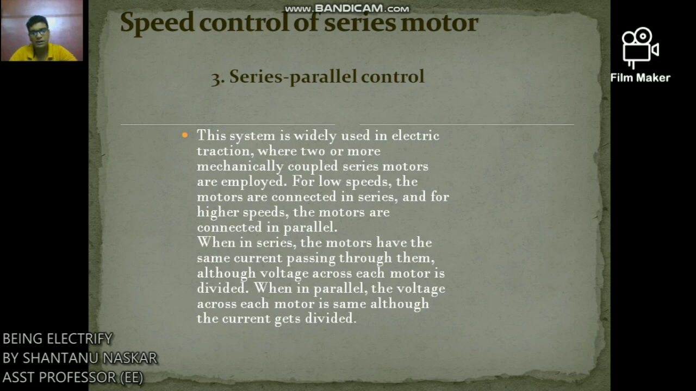This system is widely used in electric traction, where two or more mechanically coupled series motors are employed. For low speed, the motors are connected in series, and for higher speed, the motors are connected in parallel. When in series, the motors have the same current passing through them, although the voltage across each motor is divided. When in parallel, the voltage across each motor is the same, although the current gets divided.